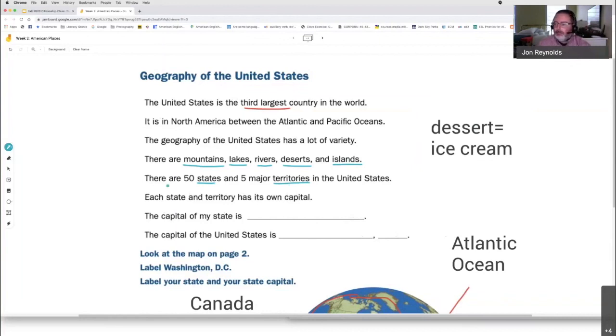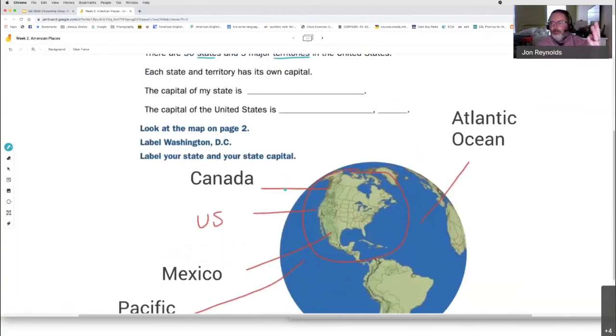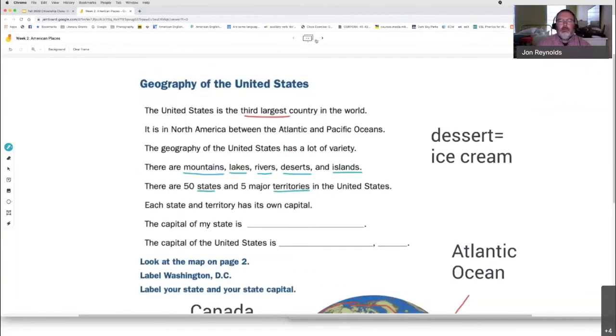Last week we talked about the 50 states. Don't worry, you don't have to know all 50 states for the interview. And you don't have to know all 5 territories, but we are going to talk about them. Now I'm going to move on to the next screen. Again, the geography of the United States: a big country. We have oceans, mountains, and all kinds of things.